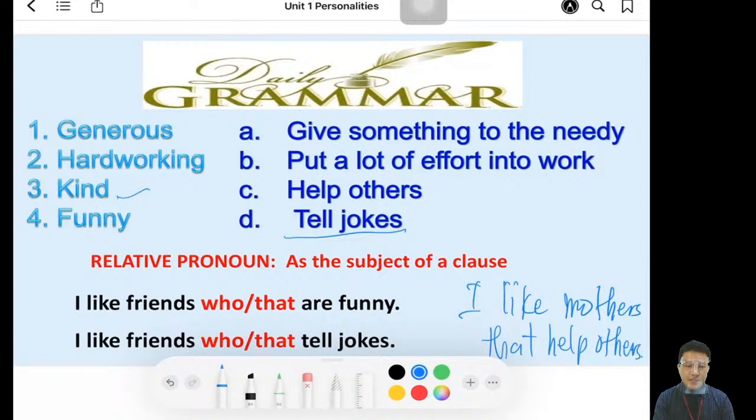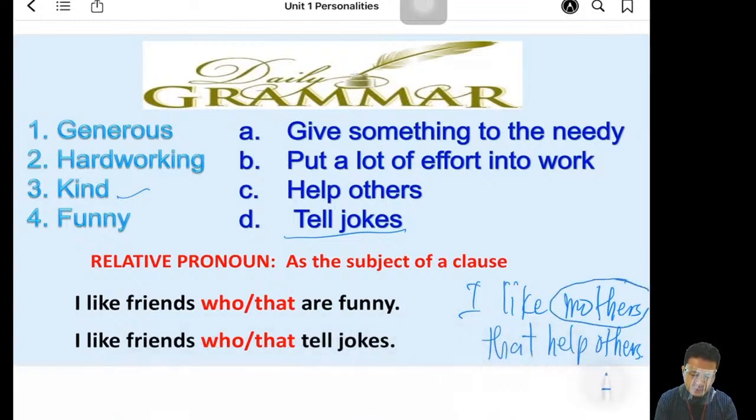Notice that in the first sentence we use the vocabulary word kind, and here in the second sentence we use the meaning of the word kind, which is help others. We have here the same pattern, mothers as the subject. We use that as our relative pronoun, and we use help others as our determiner for the mothers.